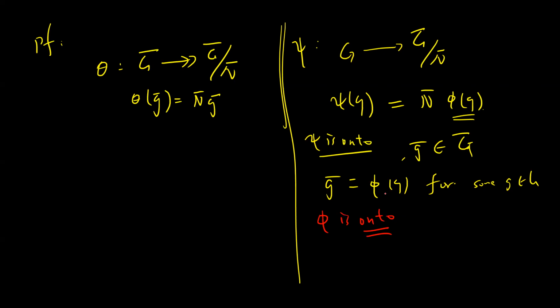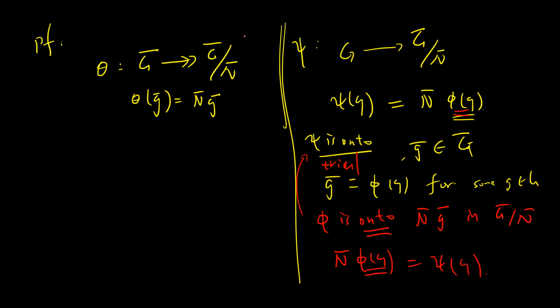So a typical element N bar g bar in G quotient N is represented as N bar phi of g, right? Because phi is onto, I can always find something mapped to it. So this is basically trivial, since my assumption is that phi is onto. It will directly imply psi is onto, because for phi of g, you can always find something mapped to phi of g.